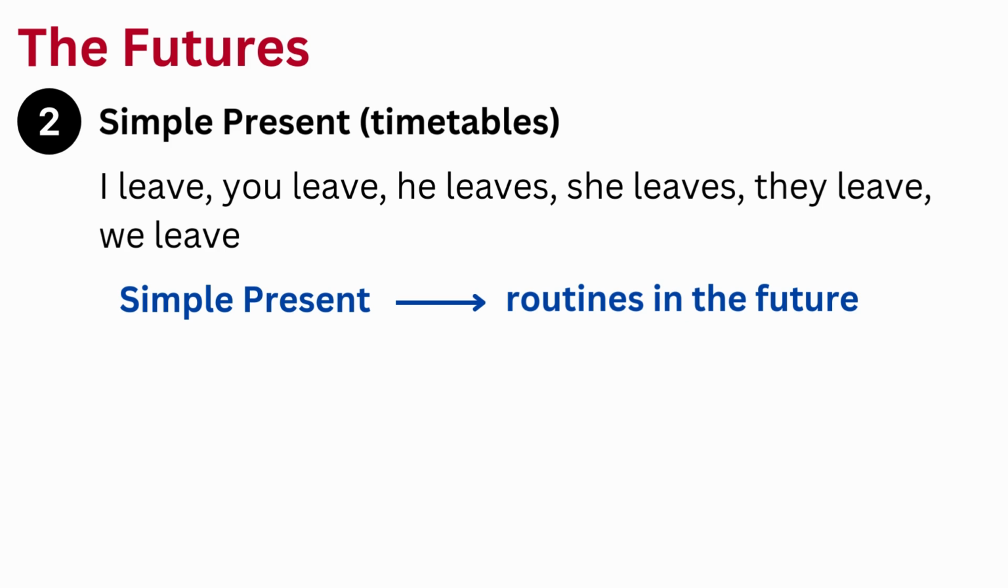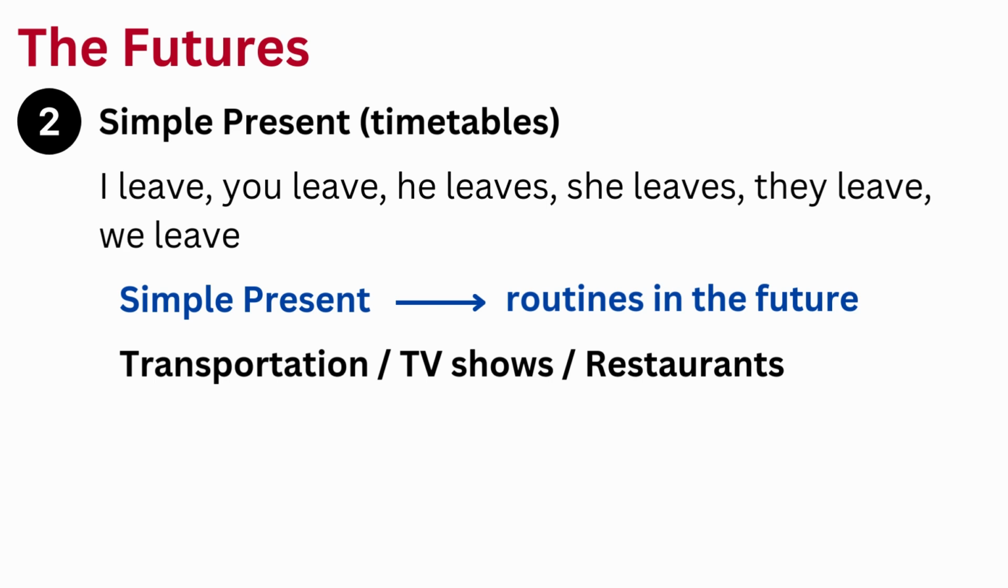We use this when we are talking about a scheduled event, something that is planned to happen in the future. So this usually has to do with when we are talking about transportation. Trains, airplanes. We can use this tense for that. We can also use it when we are talking about TV shows or restaurants opening and closing, or stores, when they open and close. So we use the simple present when we are thinking about a schedule or a timetable.